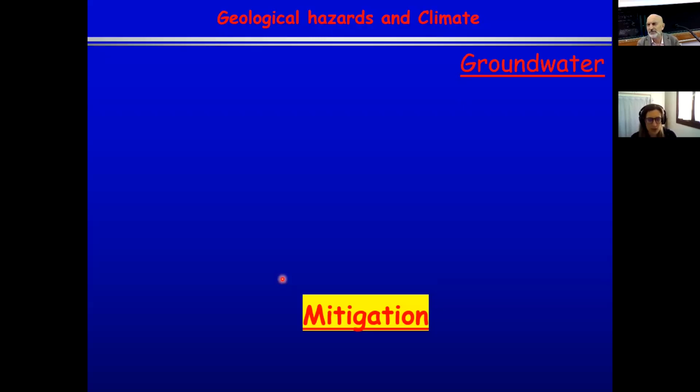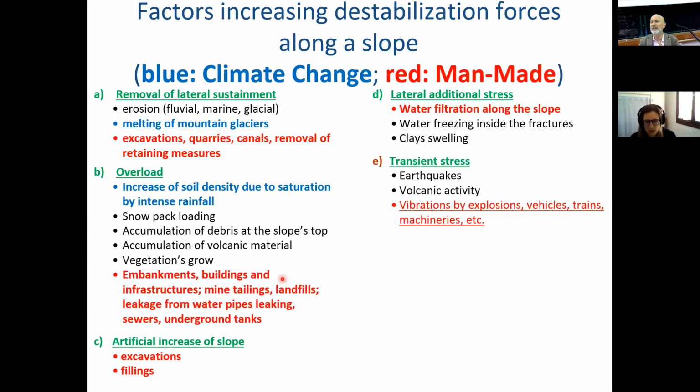What about mitigation of geological hazards? Reflect upon this slide. Here, there is a list of factors that increase the destabilization forces along a slope. We have seen that we have a landslide when the factors destabilizing the slope are more intense with respect to the factors that stabilize the slope. When this ratio is unbalanced towards increasing destabilization, you have a landslide.